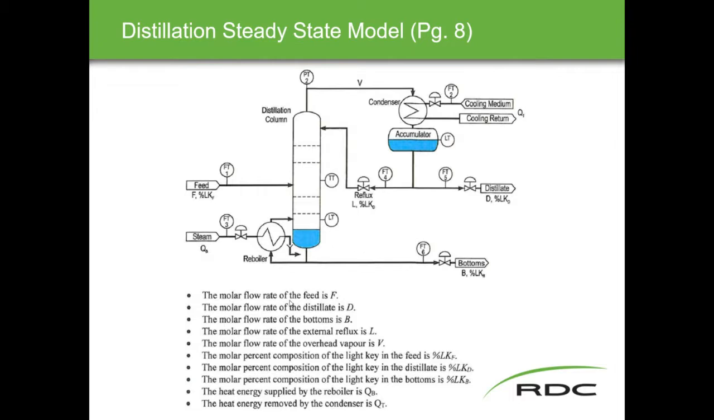If we're engineers and we're into the math, this is what we'd be looking at here. Molar flow rate, F here on the feed, so this is our feed rate. Molar flow rate of the distillate over here is D. Flow rate of the bottoms here is B. External reflux is L, you'll see. And this will get you familiar with all the different lines coming in. Flow rate for the overhead vapor, of course, here is V.